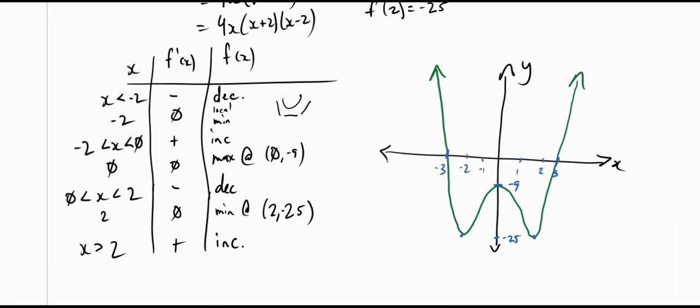Okay, make it look nice. I've labeled my critical values, just shown where they are on X, where they are on Y, and that's it for that one.